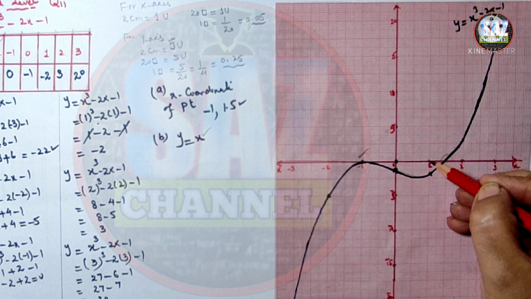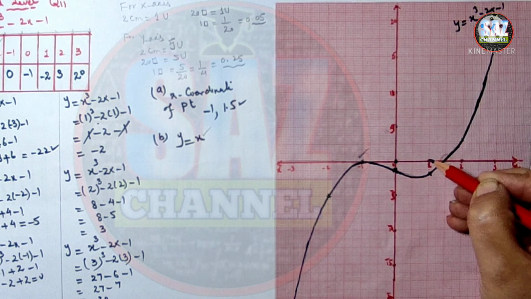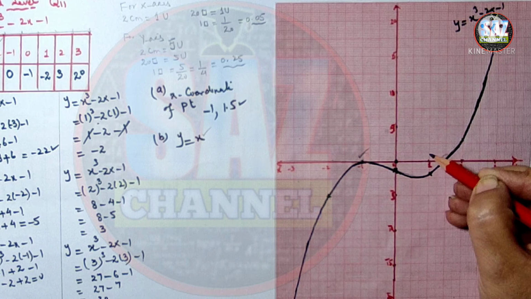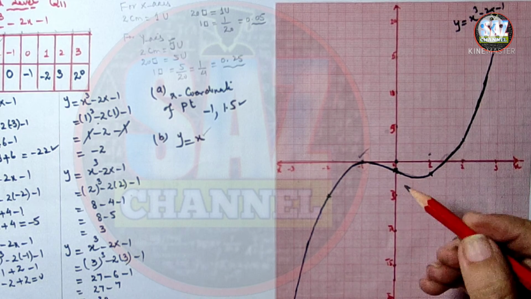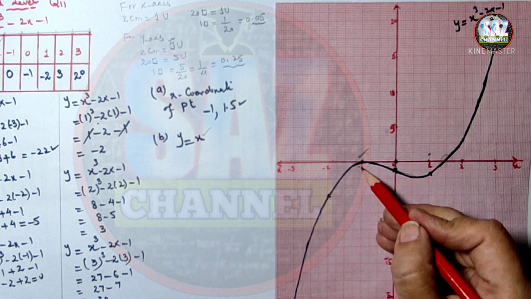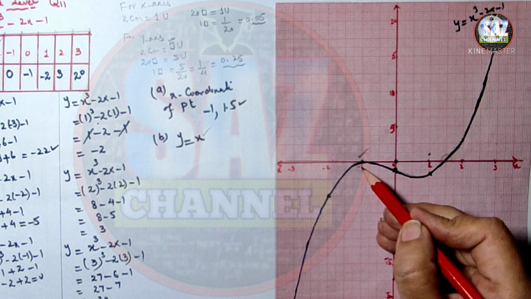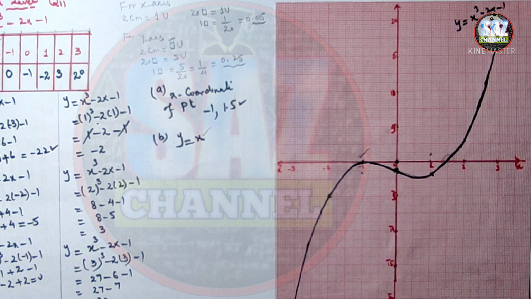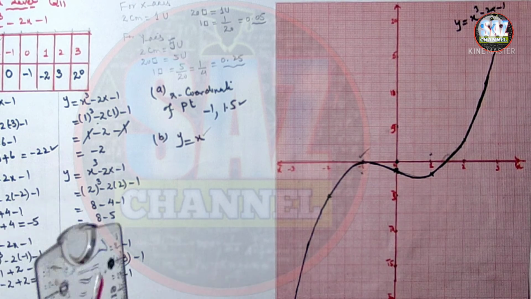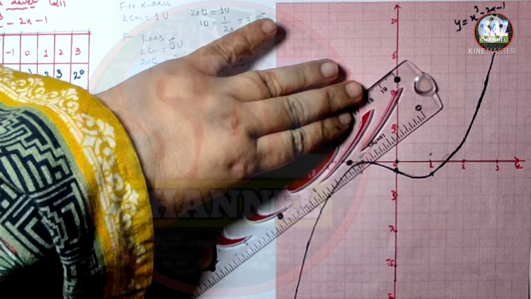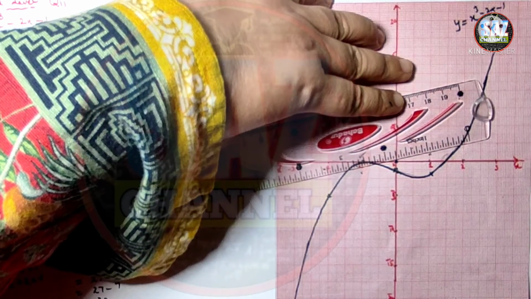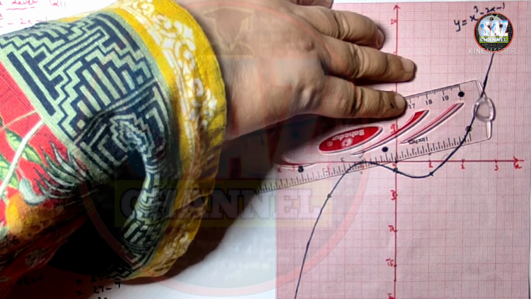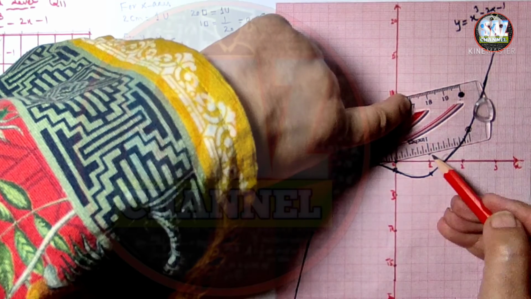When x is 1, y is 1, and y equals 1 needs how many small blocks? 4 small blocks. When x is -1, y is also -1, and for y equals -1 this is 1, 2, 3 and 4 small blocks. Okay, and now 3 points are enough to make any straight line. And then what we have to do is join all 3 points with the help of a straight line.